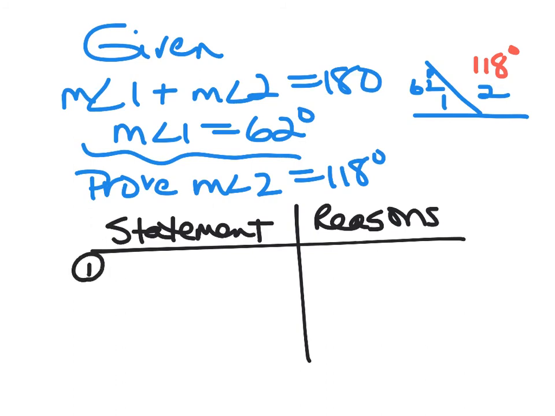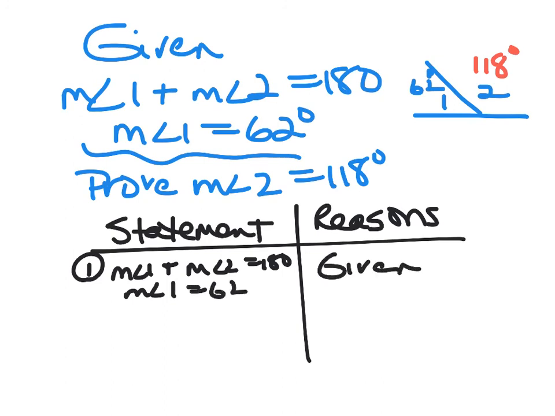We're going to try and do this on our own. The measure of angle 1 plus the measure of angle 2 equals 180. Good. And we could also include the measure of angle 1 equals 62. We can actually put that all together for statement 1. If you want to make it 2 separate statements, you can, but you could put all your given information in one statement. Okay, now, what do we want to try to do next?